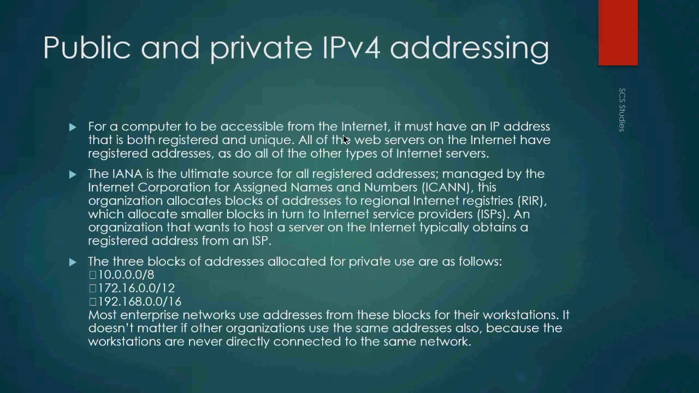That is the ultimate source for all registered addresses. If we want to purchase any IP address, the authority is IANA. But IANA does not sell any IP to any end customer. So how can an end customer get an IP address? IANA sells its IP address ranges to the RIRs and ISPs, and the ISPs then sell them to the customer. This is the process of getting a public IP address. It is managed by the Internet Corporation for Assigned Names and Numbers, known as ICANN. This organization allocates address blocks to the regional internet registries, known as RIRs, which allocate smaller blocks to ISPs.